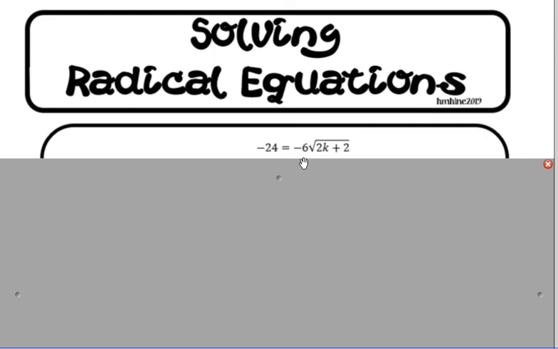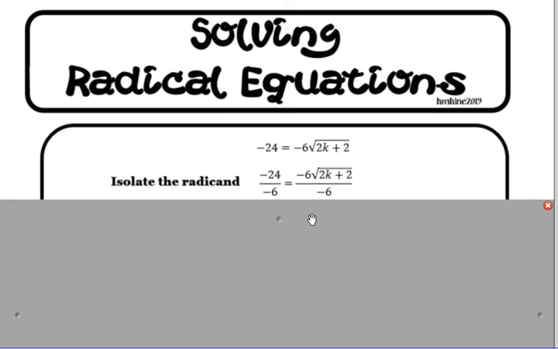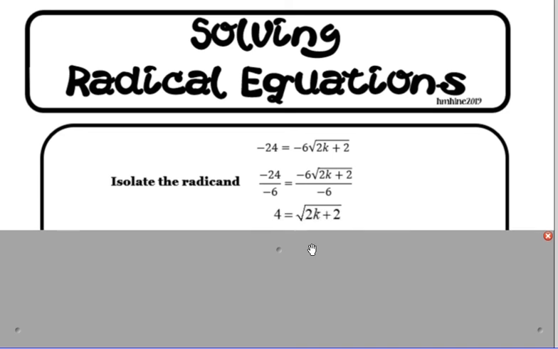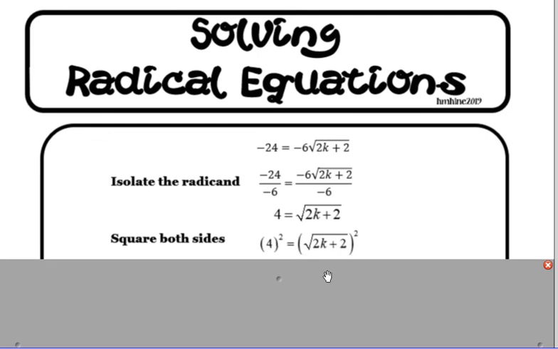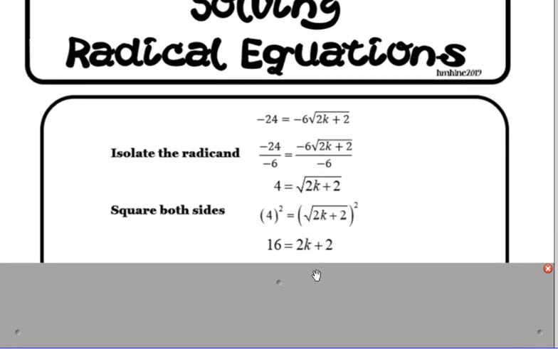So here we need to isolate this radical, so we're going to divide by -6, which leaves us 4 equals the square root of 2k plus 2. Now that this is isolated, we can square both sides. So now we have a two-step equation and we solve as usual.